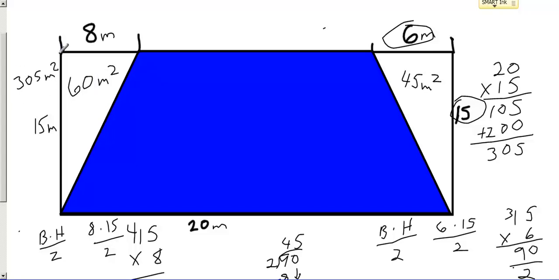And I have to use them with the area of the entire rectangle to figure out the area of the trapezoid. So the trapezoid is 300 minus those two. So I'm going to combine those two first. 60 plus 45 equals 105. Now I need to subtract that from the original area. So the answer is 195 meters squared is the area of this trapezoid. Whew, that's a lot of work.